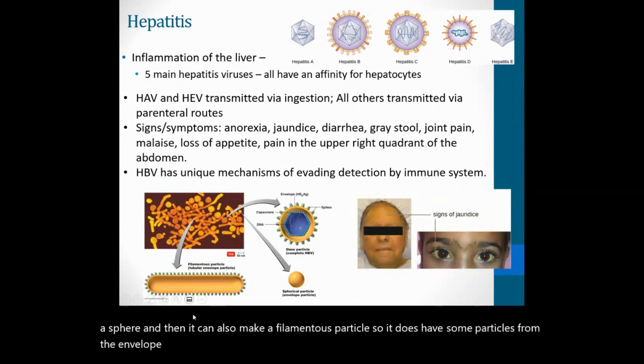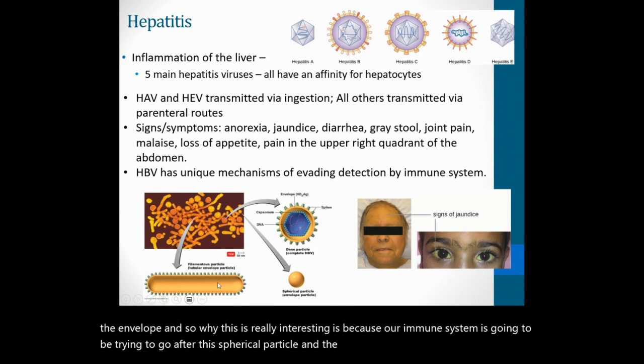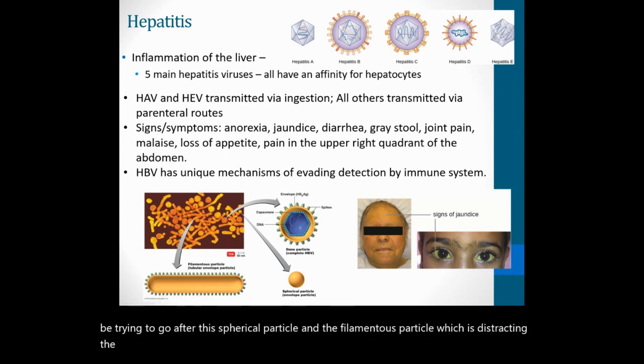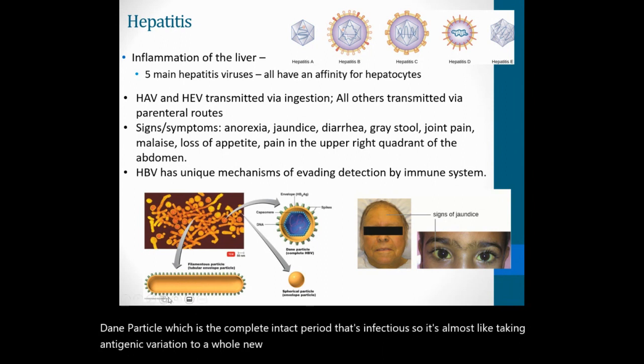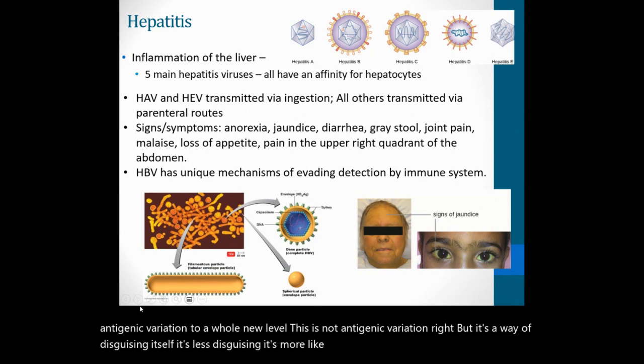And so why this is really interesting is because our immune system is going to be trying to go after the spherical particle and the filamentous particle, which is distracting the immune system from going after the real target, which is the Dane particle, which is the complete intact virion that's actually infectious. So it's almost like taking antigenic variation to a whole new level. This is not antigenic variation, right? But it's a way of disguising itself. It's less disguising. It's more like it produces decoys, right?